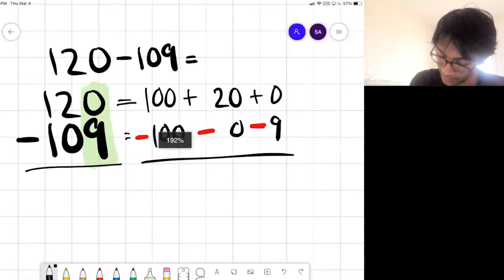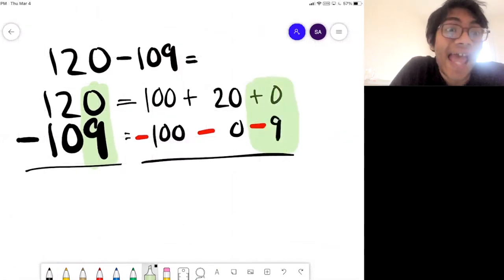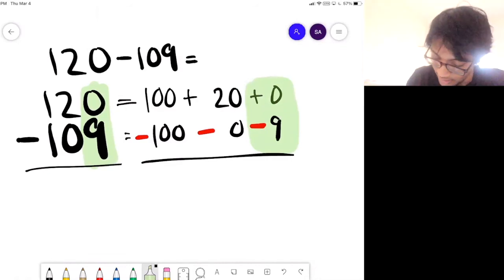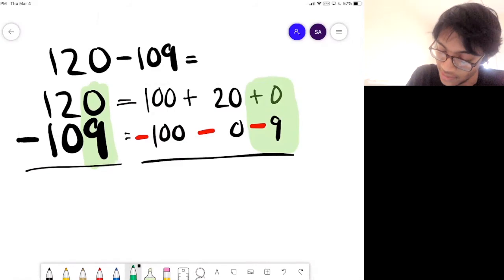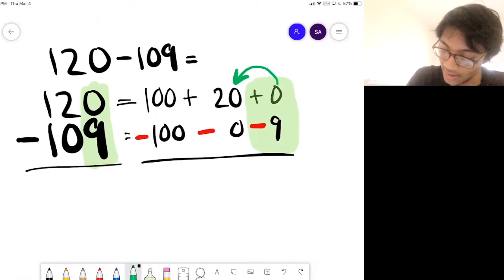My first column here, I have 0 minus 9. How will I do that? Well, I gotta ask my rich neighbor. So who's my rich neighbor? Zero's rich neighbor is 20. So 20 is gonna say, okay, zero, you can have 10 of me. So 20 goes down to 10, the other 10 goes to zero.